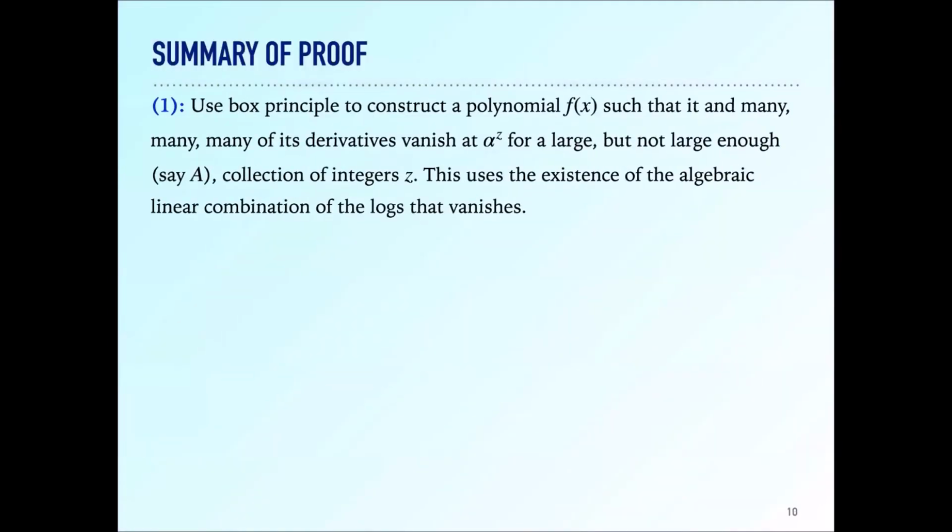And because that extended over 2 days, I just want to give a summary before we end and move on to another topic. So we started by using the box principle or pigeonhole principle to construct a polynomial f of x such that it and many of its derivatives, the number of derivatives was h squared, and h was this parameter that we took very large, vanish at alpha to the z for a large, but not quite large enough, collection of integers z. And this uses the existence of the algebraic linear combination of the logs that vanish.